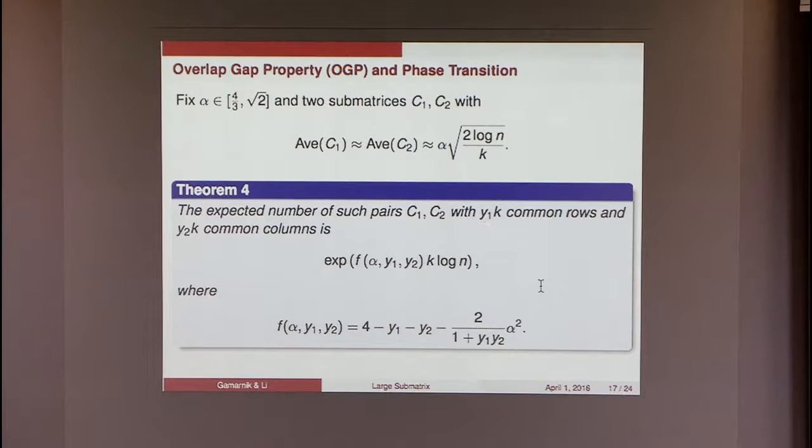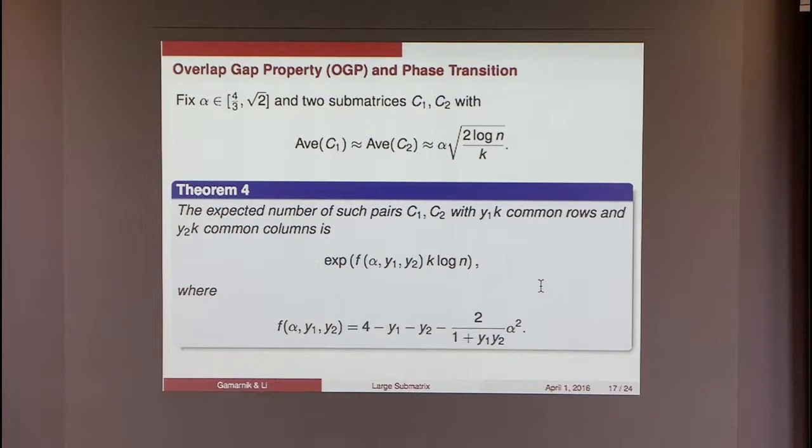So we fixed parameters now, 2 other parameters, y1 and y2, and ask ourselves, what is the expected number of matrices that have this average value and have y1k common rows and y2k common columns? And compute it. And that can be done. That's not too complicated. And the leading term of the expected number of such things is given by this expression. So the exponent of the scale is k log n, and the leading order term is given by this expression. It involves y1, y2, and alpha.